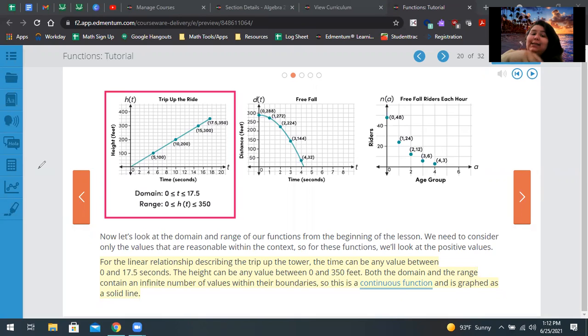It looks like it only takes 17.5 seconds to get up there. So it makes sense that we shouldn't have any more; once you reach the top, there's nothing more up above. So we need to make sure we consider that we have a stopping point, right? Because it says trip up the ride. So you start at 0 seconds and work all your way up to the very top, which is in 17.5 seconds. Where are you going to be at 18 seconds? You're still going to be at the top, because you already reached that maximum height of the tower. Now let's talk about the free fall, right?